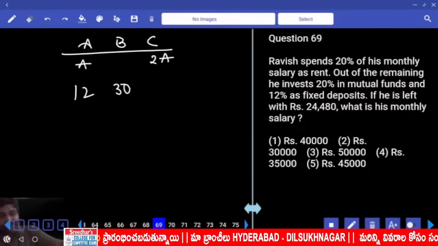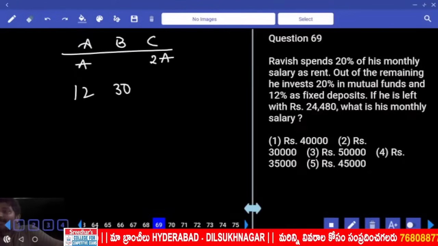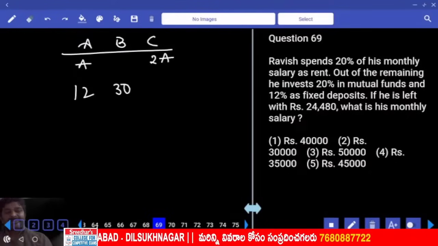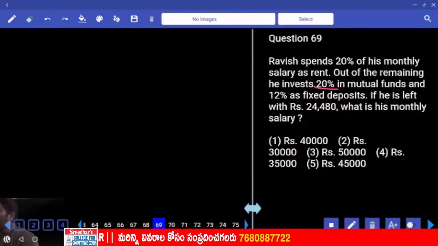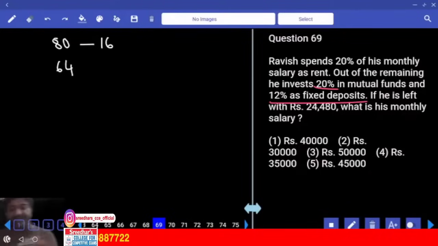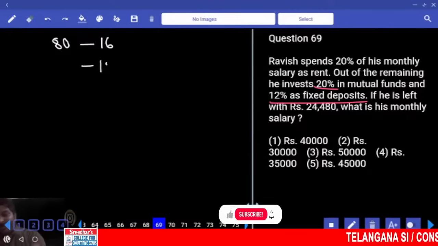Ravish spent 20% of his monthly salary as rent. Out of the remaining, how much is remaining? 80%. He invests 20% in mutual funds. So this 20% is calculated on 80, which is equal to 16. Then how much is remaining? 64. And 12% as fixed assets. Okay, so apart from that, if he is left with, okay, fine.